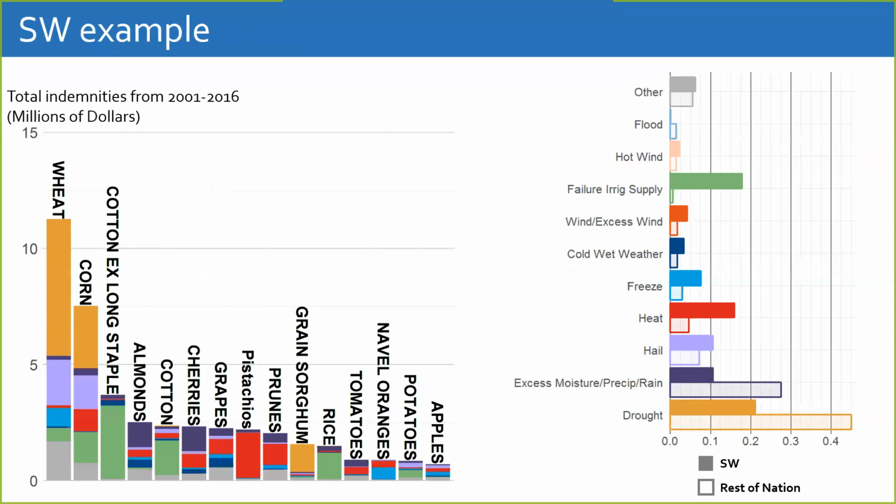The Southwest is an interesting case study because of the relative proportion of causes of loss to total indemnities. This figure on the right compares the fractional indemnities by cause of loss for the Southwest, shown in the solid fill color, and the rest of the regions, in a lighter color.